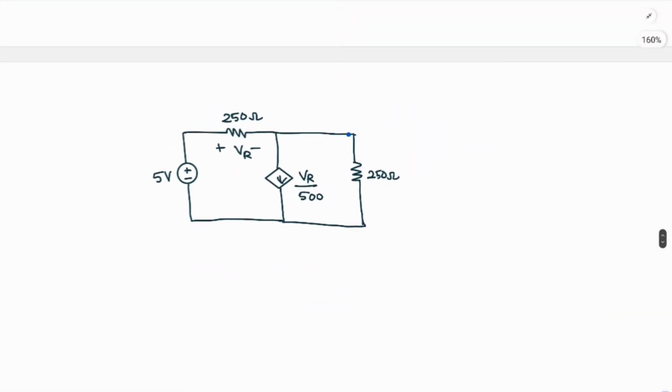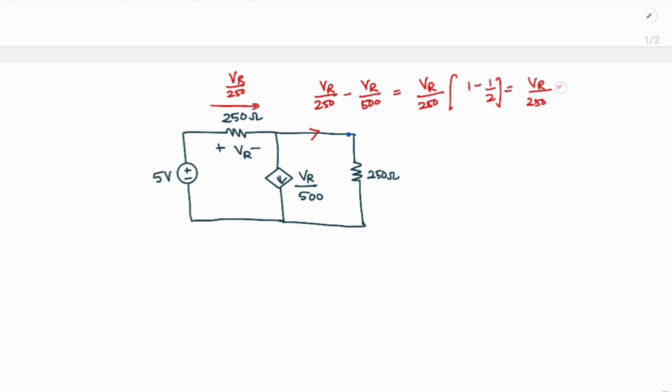So here you have VR as this. So VR is this, what will be the current flowing here? It will be VR by 250, right? And there is VR by 500 flowing downwards. So what will be the remaining current here? It will be VR by 250 minus VR by 500, which is nothing but VR by 250 into 1 minus 1 by 2, which is nothing but VR by 250 into 1 by 2, which is VR by 500. So if only 250 ohms were there, what was the current? VR by 250. But now effectively at the output of this thing, we are getting VR by 500.